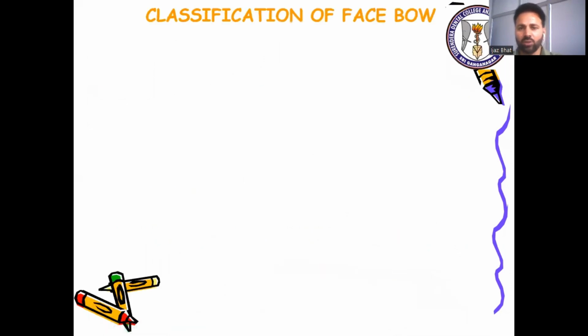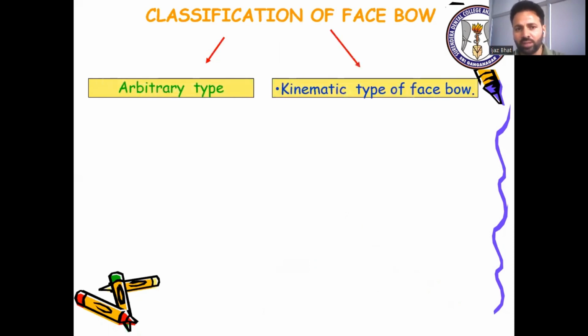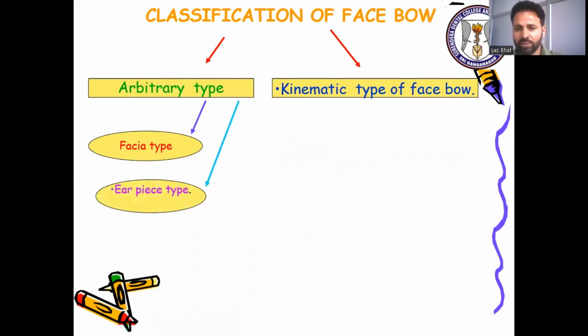Now, classification of the face bow. The face bows are mainly of two types: one is the arbitrary type, and the second is the kinematic type of face bow. In arbitrary, we have the facia type and the earpiece type.